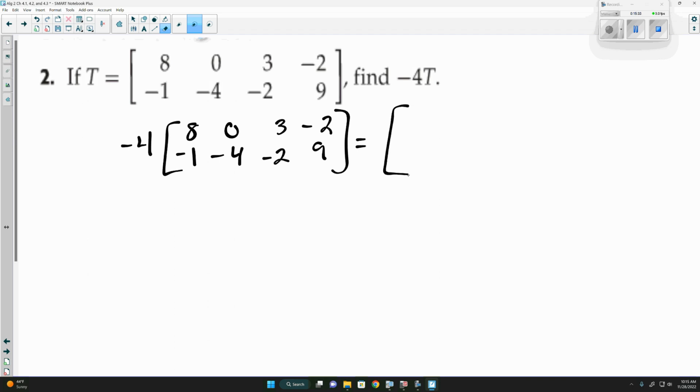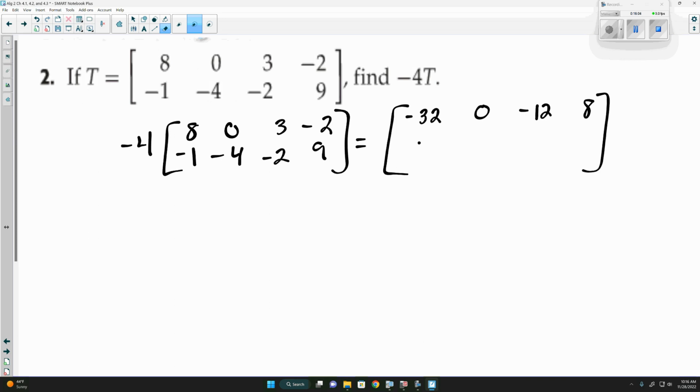And really, we could go through and either type the matrix into the calculator and say negative 4 times matrix A, hit enter, or we can just do negative 4 times each one. So we could say negative 4 times 8 is negative 32. Negative 4 times 0 is still 0. Negative 4 times 3 is going to be negative 12. And negative 4 times negative 2 is just 8.